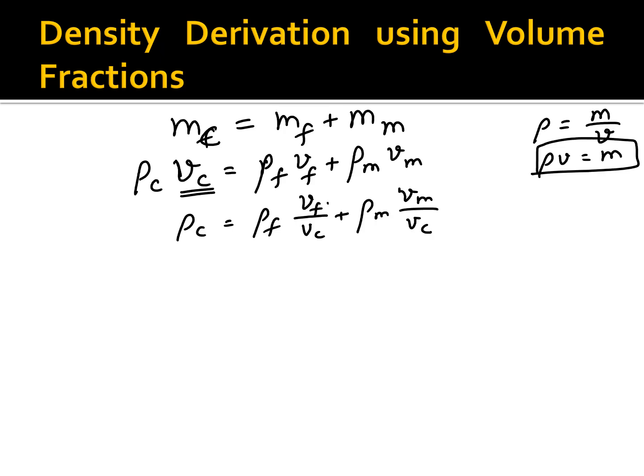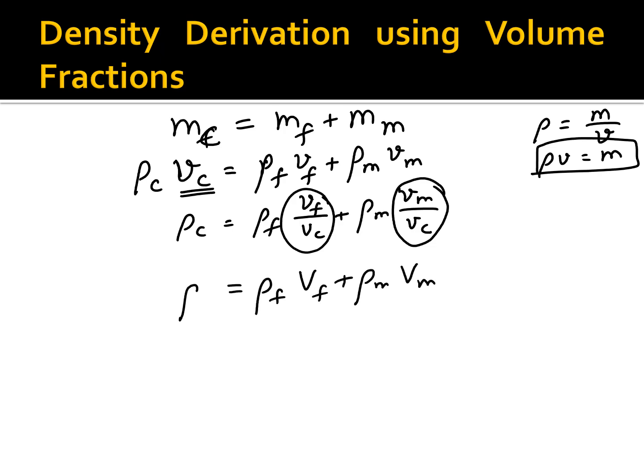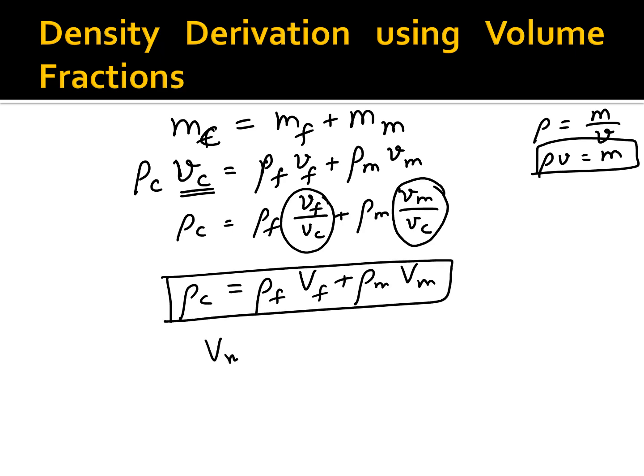But we recognize that this is the definition of the fiber volume fraction, and this is the definition of the matrix volume fraction. So we get rho f times Vf plus rho m times Vm is the density of the composite. Now, of course, keep in mind that Vm is nothing but 1 minus Vf, because the total volume fraction of the fiber plus the volume fraction of the matrix should be equal to 1. So we can rewrite this in terms of the fiber volume fraction, but this is okay, this is the formula for calculating the density of the composite.